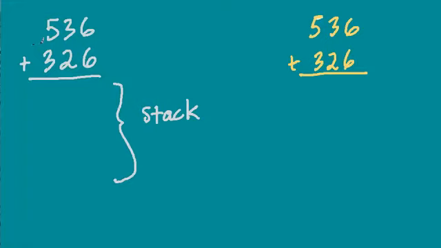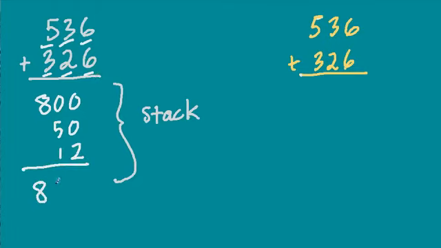First we add 500 and 300, and that's 800. Next we add 30 and 20, and that's 50. Notice I'm writing these just one after the other. And last I add 6 and 6, which is just 12. And now I add these up to get 862, and that's my answer.